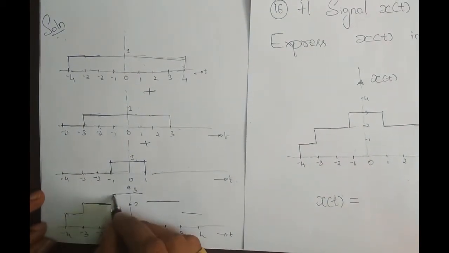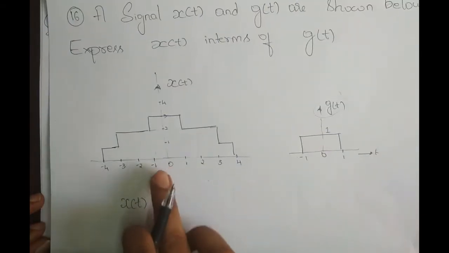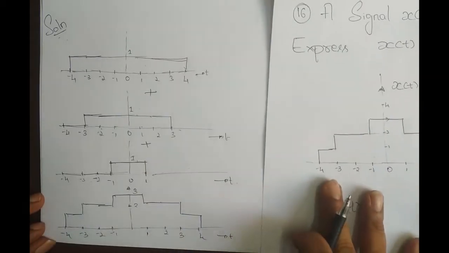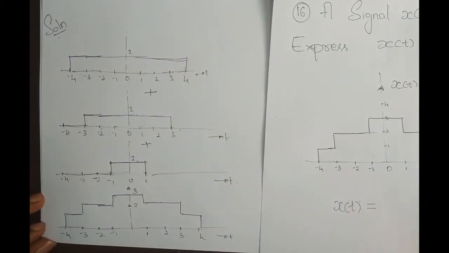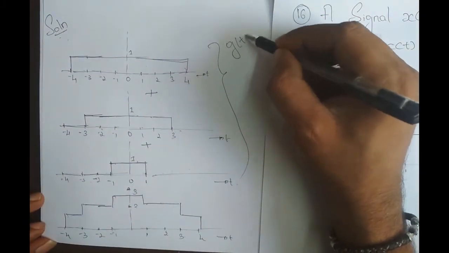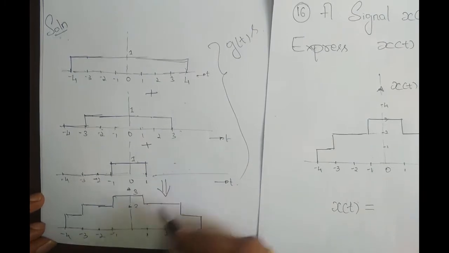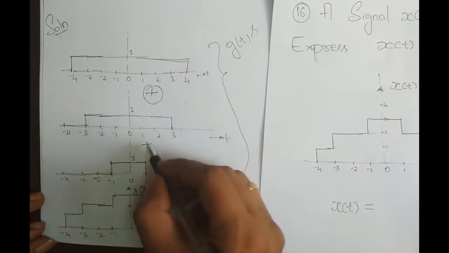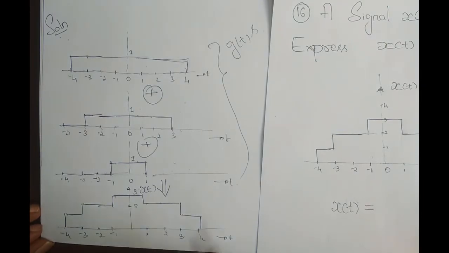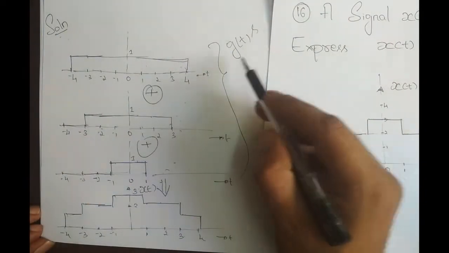Okay, so if I just join this, what did I get? I got my x of t, right? Correct. Now these are all my modified versions of g of t. When I added these individual signals, I got x of t back, right? When I add these three signals, I got x of t back. Now I have to put these three signals in terms of g of t as a mathematical equation. Graphically I have written here, but mathematically, this has to be expressed in terms of g of t.